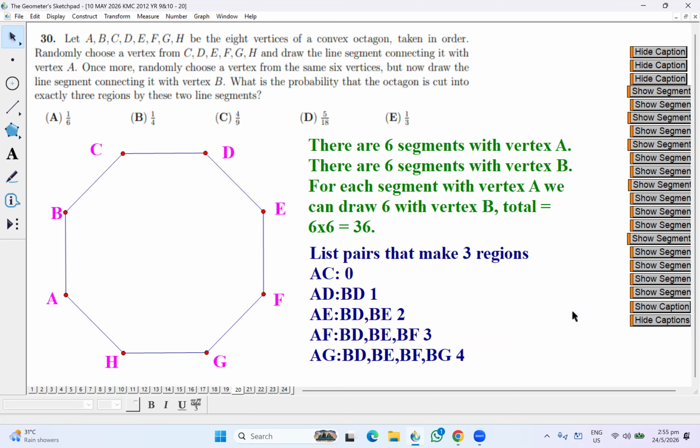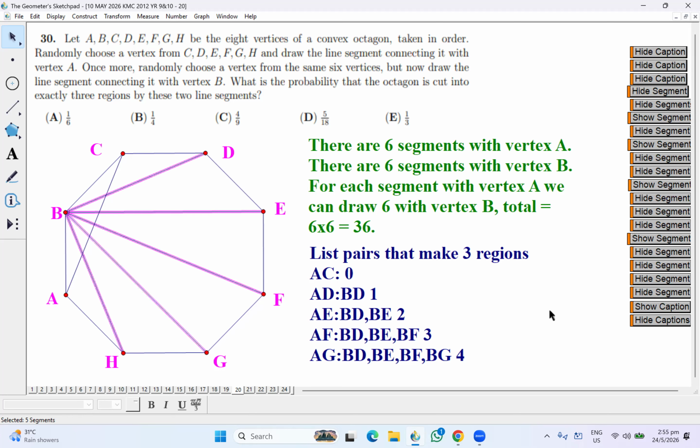We list pairs that make 3 regions. If I join AC, I show the segment. Then I get 0. I don't get any 3 region. Number of region that make 3 region one don't have. Because if you choose now I want to join to B, all will cross. If you show, all of them will cross. Once you cross is 4 region, 1, 2, 3, 4. So for AC, no segment that make 3 region.